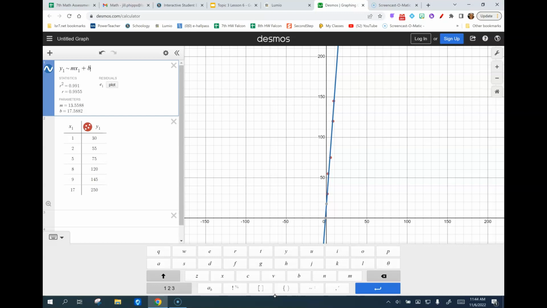Now, some of this other stuff that is on here, we're going to come back to. What I want you to look at is that top left-hand corner. You see statistics. Move down to where it says parameters, and it tells you what M is, 13.5588, and B is 17.5882. They go out to 4 decimal places. That's how exact they are. We're just going to round it and probably do 13.6 and 17.6 when we write the equation, okay? Leave that there. We're going to come back to it.